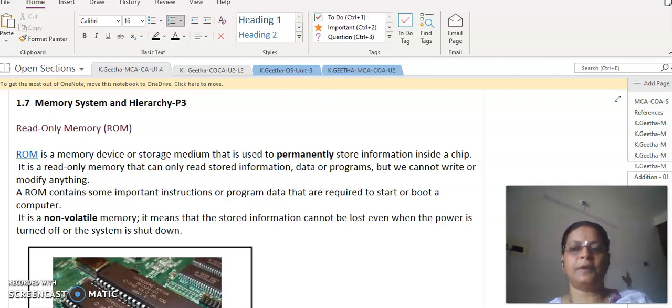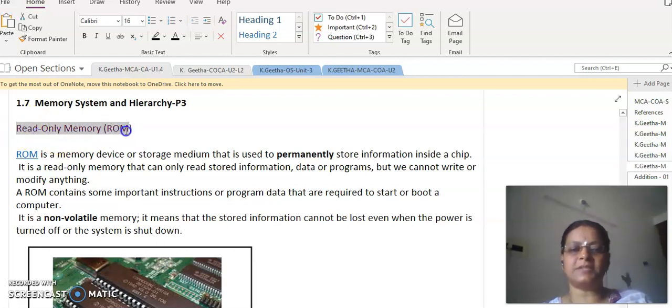Hello everyone. So in this session we will just continue our discussion with respect to memory system. In the previous sessions we have classified the memories and we have just seen the hierarchy. Now we will see what we actually mean by the different types of memories. Here we will discuss read-only memory.